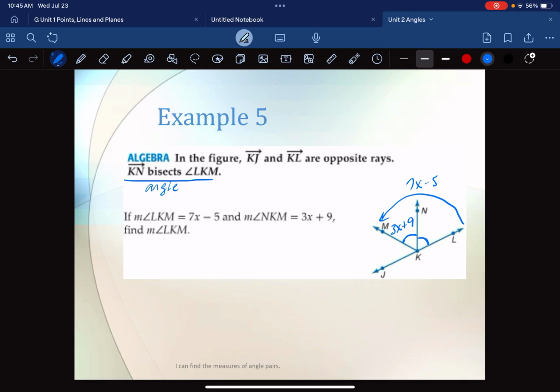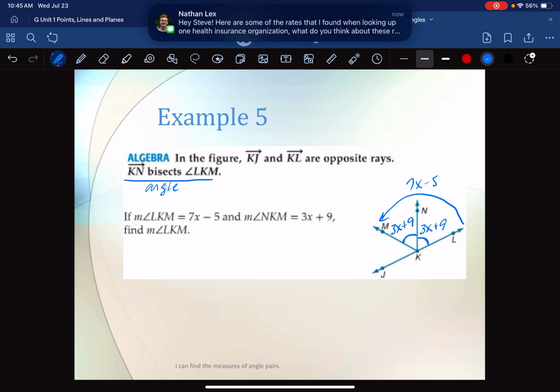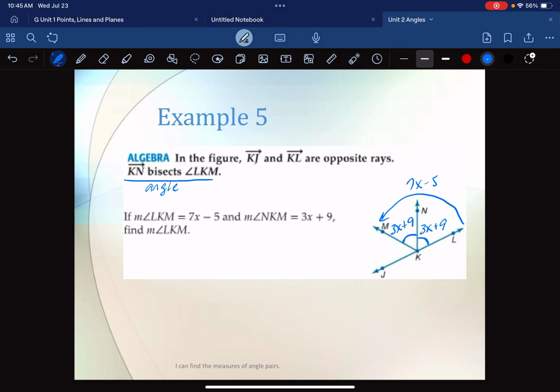Right? If you look at this, I've got 3x plus 9 on the left side. These two angles are congruent, so this has to be 3x plus 9 also. This is kind of like betweenness for angles. I've got two smaller angles that are adjacent to each other and add up to this larger angle. So I can do small plus small equals large here with angle measures as well.